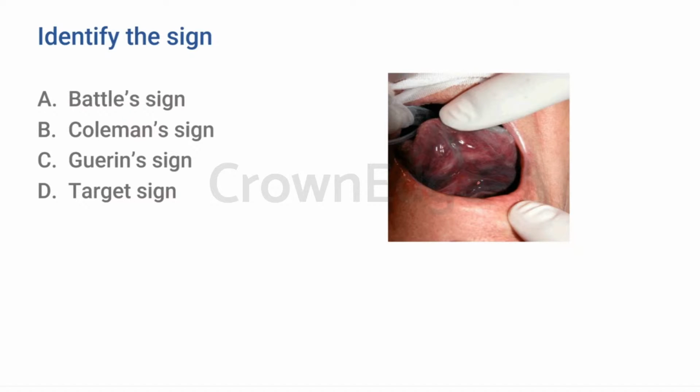So when the lingual cortex is breached on the inside, the blood escapes and goes to the space below the tongue. That is the sublingual hematoma. The answer is Coleman sign. Very good.